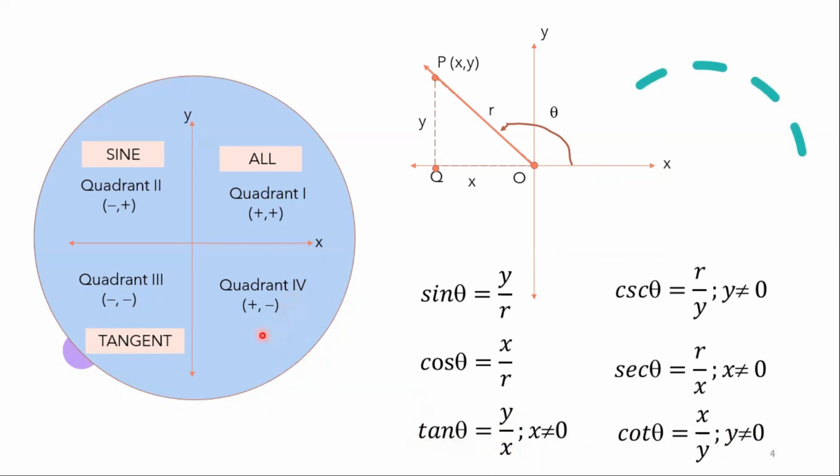Now, on the fourth quadrant, x is positive, y is negative. So looking at the six trigonometric functions, those with the y values, we have sine, cosecant, tangent, and cotangent, which are negative on the fourth quadrant. So it's only cosine and secant that are positive on the fourth quadrant. We can assign the fourth quadrant for cosine and its reciprocal function, which is secant, the only functions positive on the fourth quadrant.